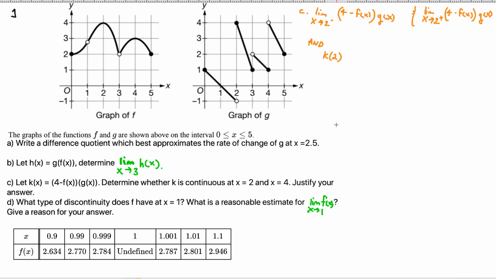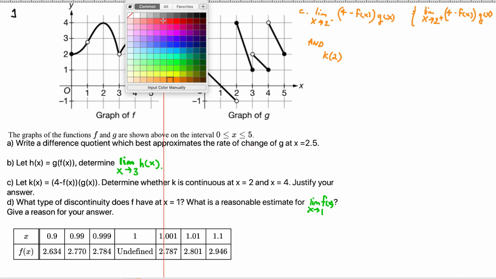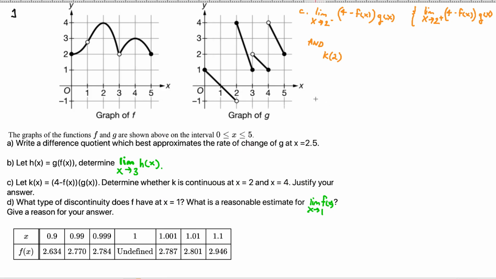Find a function, they call it k of x, and they have k of x defined there in terms of f of x and g of x. They want to know whether this function k is continuous at 2 and if it's continuous at 4. What is absolutely necessary to do this is that we need a definition of continuity. So we need to say, when is it that a function is continuous? Let's write it somewhere on the side.